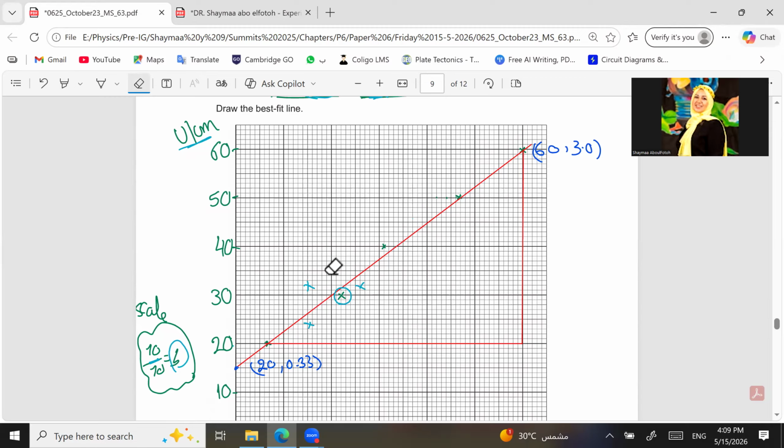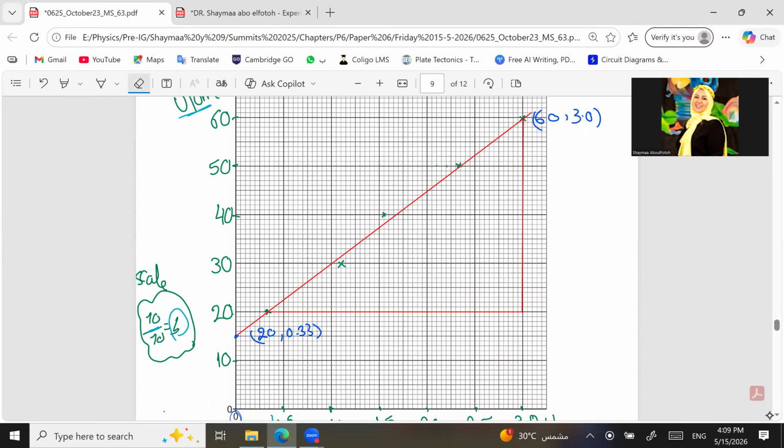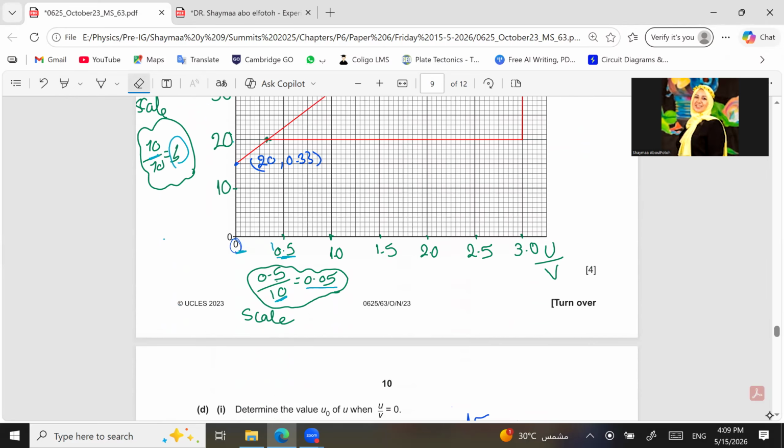Now, a line of best fit means a line that goes through most of the points. It is not necessary to go through all the points, just most of them. After drawing the line, what do I need? The gradient. Why? Because he asked me about this.